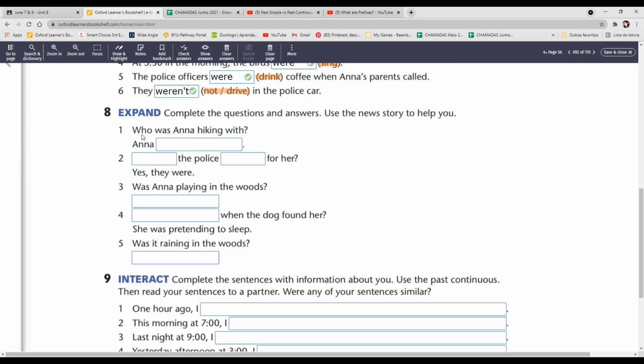So the first one, let's do the first one together. Who was Anna hiking with? Who was she hiking with? Her parents. Okay, so Anna was hiking with her parents. Now guys, I'll give you 3 minutes to do the other ones, numbers 2, 3, 4, and 5. Okay, go ahead.